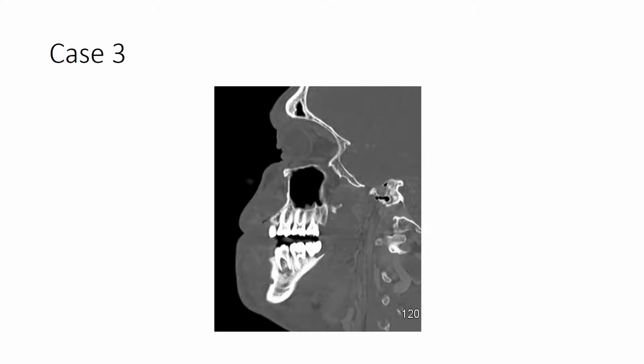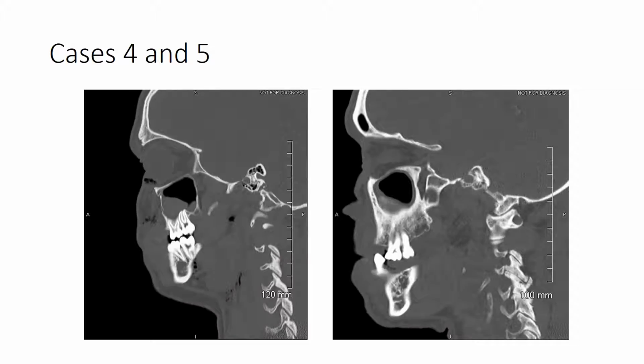Case 3 nicely demonstrates vertical bony defects on sagittal section CT compatible with periodontal disease. Note this pattern of bone loss at the alveolar crest and contrast it with the periapical bone loss surrounding the roots of the decayed mandibular first molar. Cases 4 and 5 again demonstrate horizontal bone loss on sagittal section CT compatible with past or present periodontal disease.